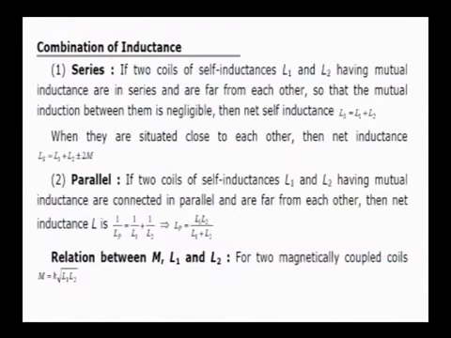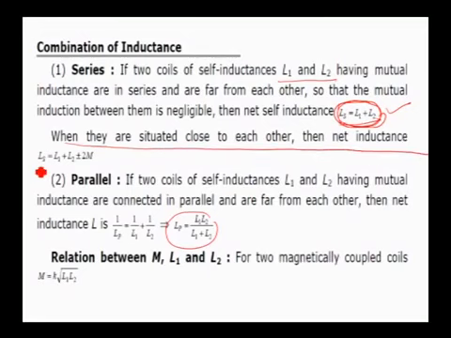Next, combination of inductance. The combination is just similar to resistances. If you connect two resistors in series, you get the effective resistance as R1 plus R2. Even inductors behave in the same way. Ls is equal to L1 plus L2, and the parallel combination will be L1 L2 by L1 plus L2. But if these two coils are situated very close to each other, the net inductance is given by L1 plus L2 plus or minus 2M, where M is the coefficient of mutual induction.